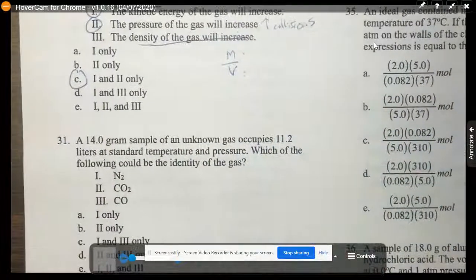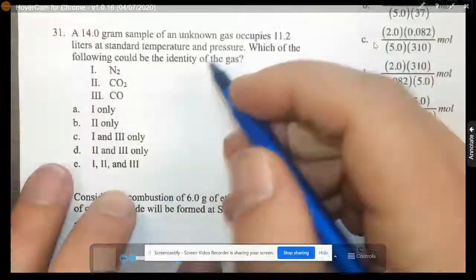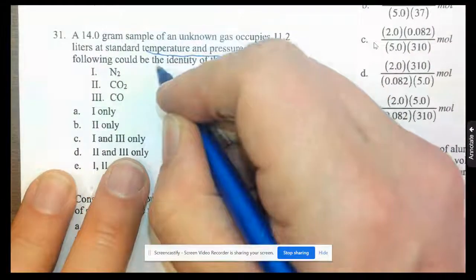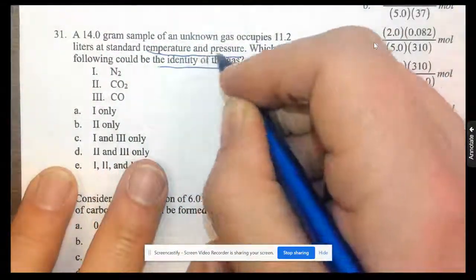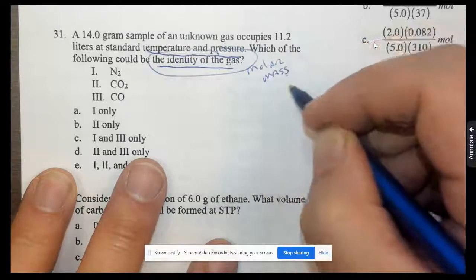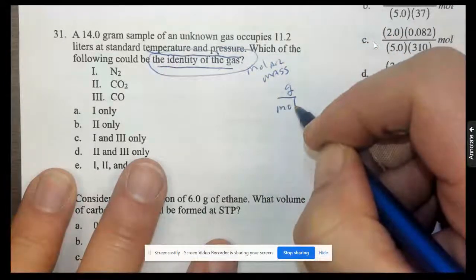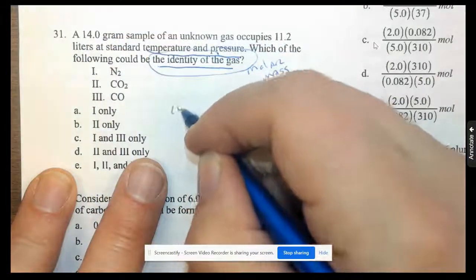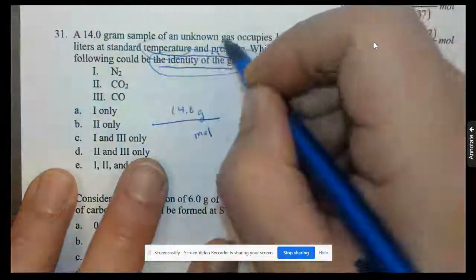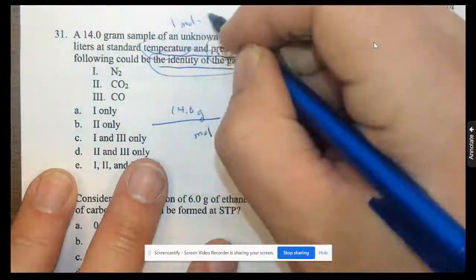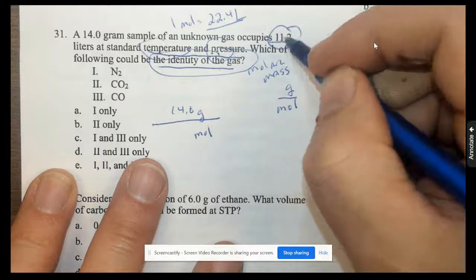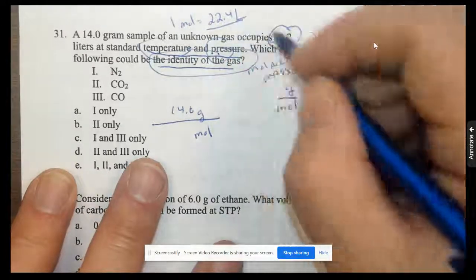Number 31. A 14-gram sample of an unknown gas occupies 11.2 liters at standard temperature and pressure. Which of the following could be the identity of the gas? Whenever you want to know the identity of a gas, calculate the molar mass, which, as we've done many times, is grams over moles. We know the grams are 14.0 grams. So how many moles? Well, when I'm at standard temperature and pressure, I know that 1 mole of a gas occupies 22.4 liters. I only have 11.2 liters, so I don't have a mole. In fact, I have exactly a half a mole.